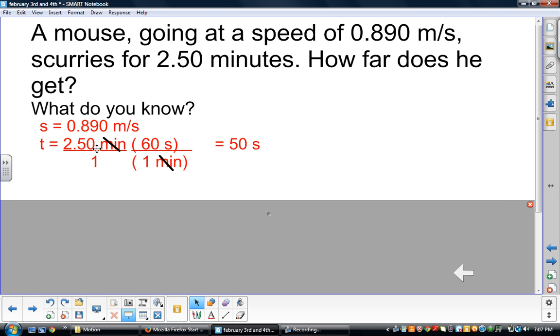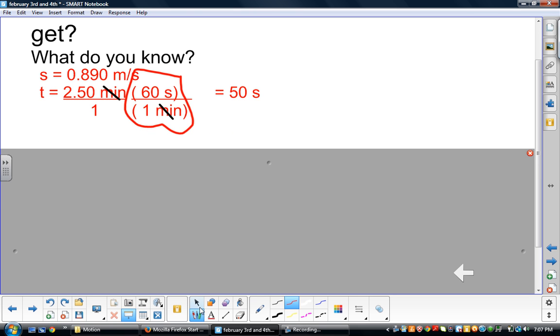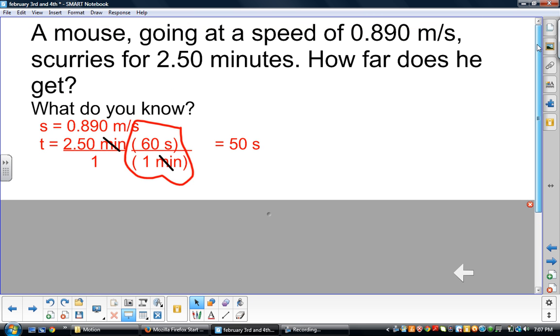So here's my 2.50 minutes over 1. Here's my conversion factor right here. You guys remember that? It was not that long ago that we did conversion factors. There's 60 seconds in 1 minute. I multiply across the top. I multiply across the bottom. And 2.50 times 60 is 150 seconds. Do not worry about significant figures yet. We will not worry ourselves about significant figures till we get to the very end of the problem.